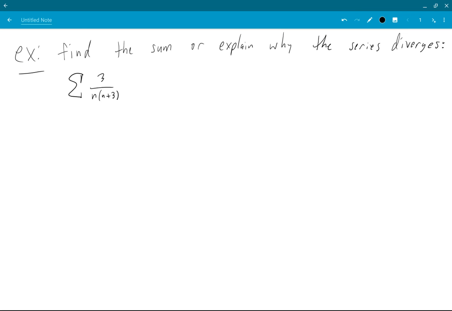First of all, we're going to take this summand, as it's called, and the form of this summand immediately brings to mind partial fractions. So we will do that. Skipping the details.